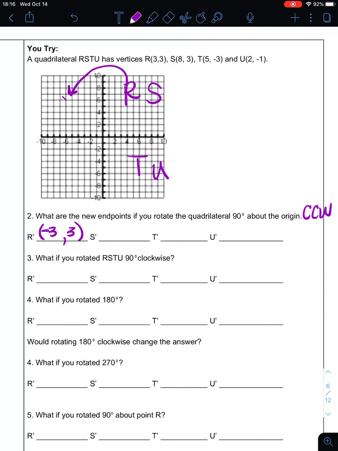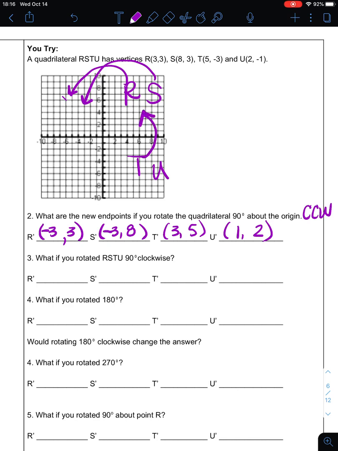S went from switch. Again, they're all going to be switched. So let's go ahead. We can just switch them all. So this is going to be 3, 8. T is going to be 3, 5. And U is going to be 1, 2. So they're all going to be switched because we did 90 degrees. But now we need to decide on the signs. So S went 90 degrees, 1 quadrant over. So now it's in quadrant 2 where my signs are negative, positive.